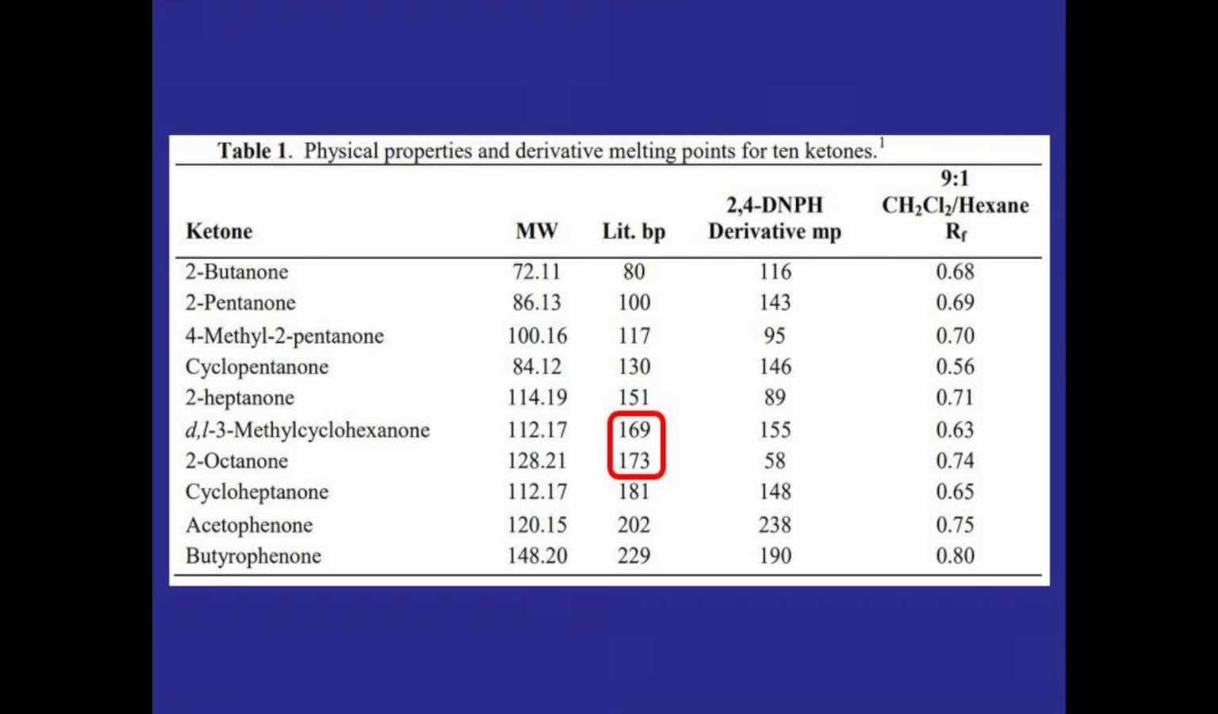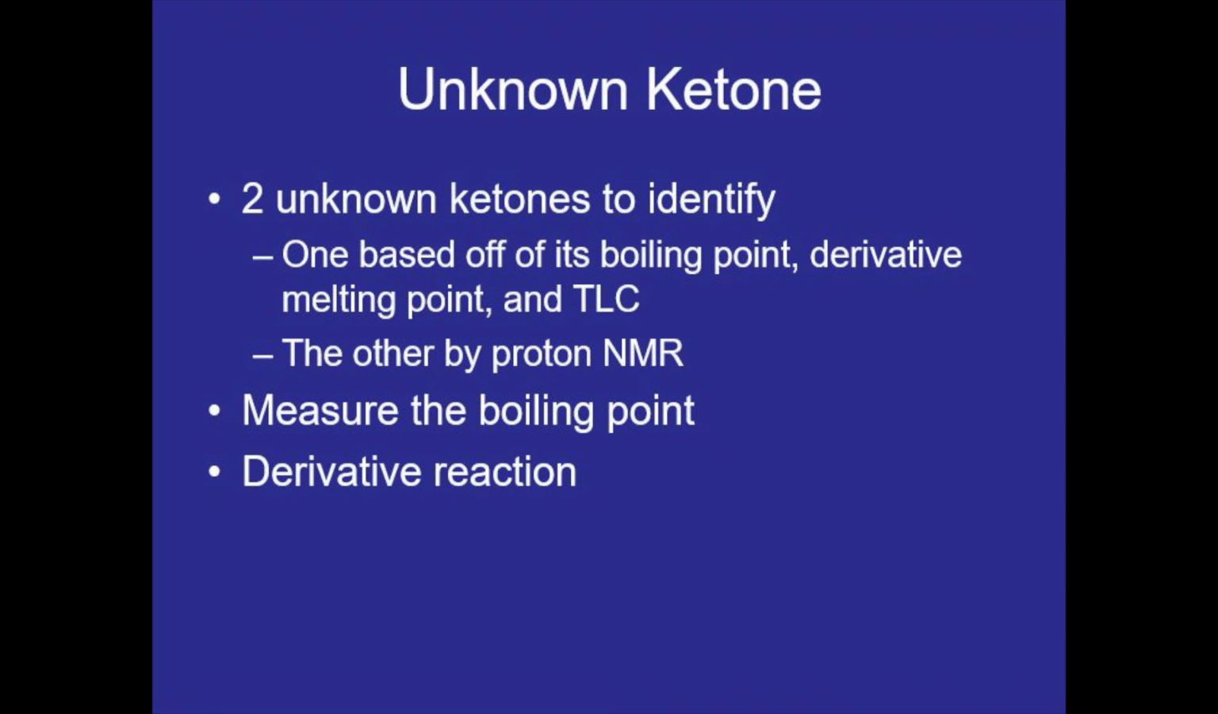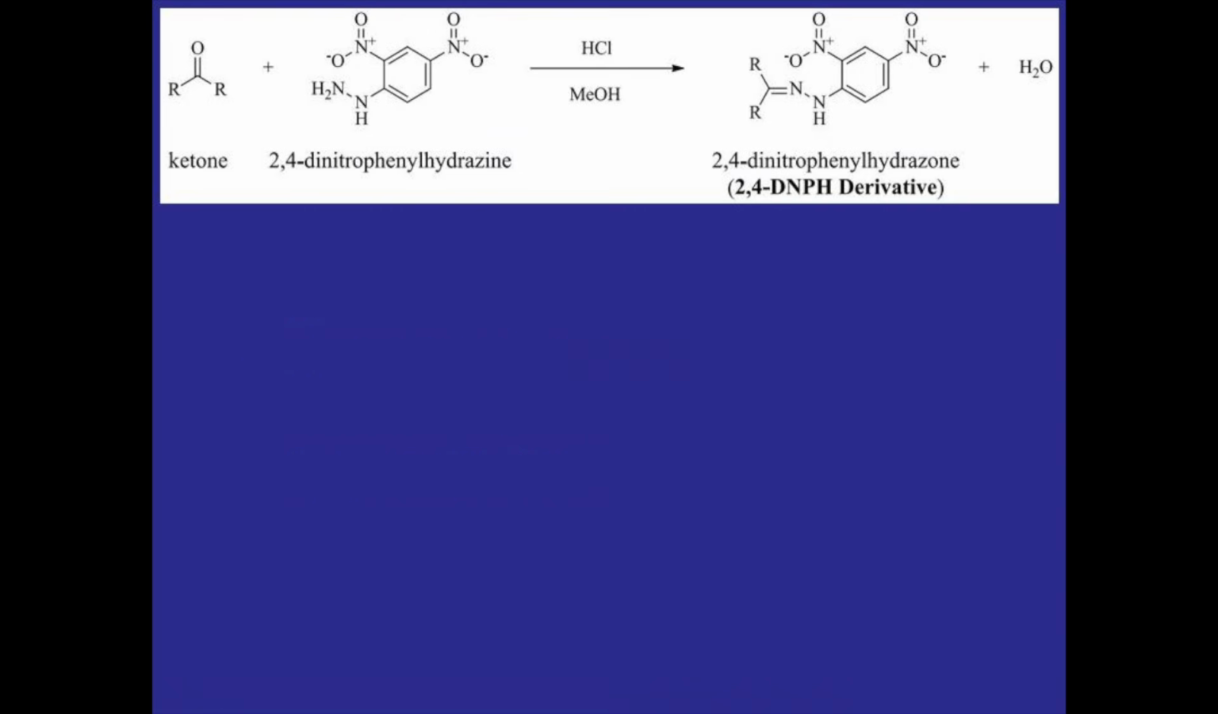So we'll want some additional tools to help us characterize it, and in this lab we'll be doing a derivative reaction. And this is how that will work. We'll react the ketone with 2,4-dinitrophenylhydrazine, which will form a hydrazone derivative where the ketone has now been added to the hydrazine portion of that molecule. This hydrazone derivative will end up being a solid, and each derivative will actually end up being a different color, either reddish, orange, or yellow, depending on the R groups attached to each ketone.